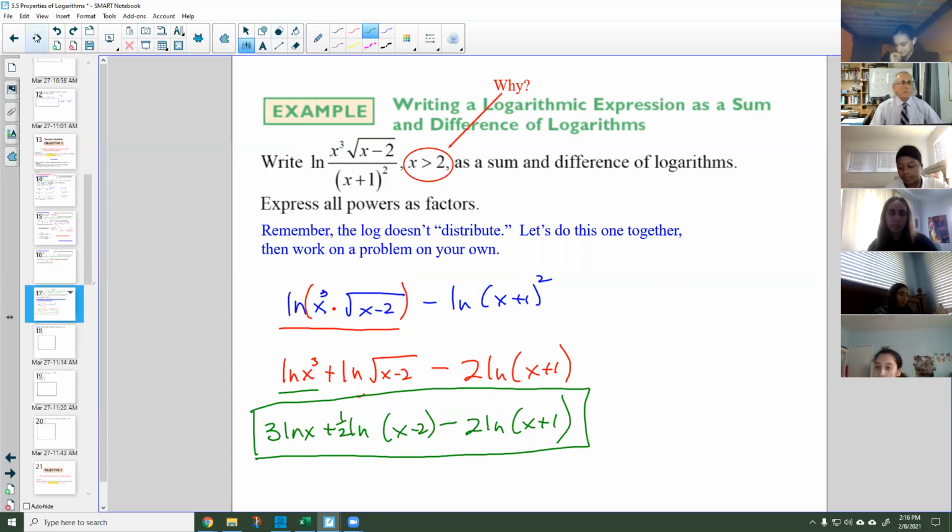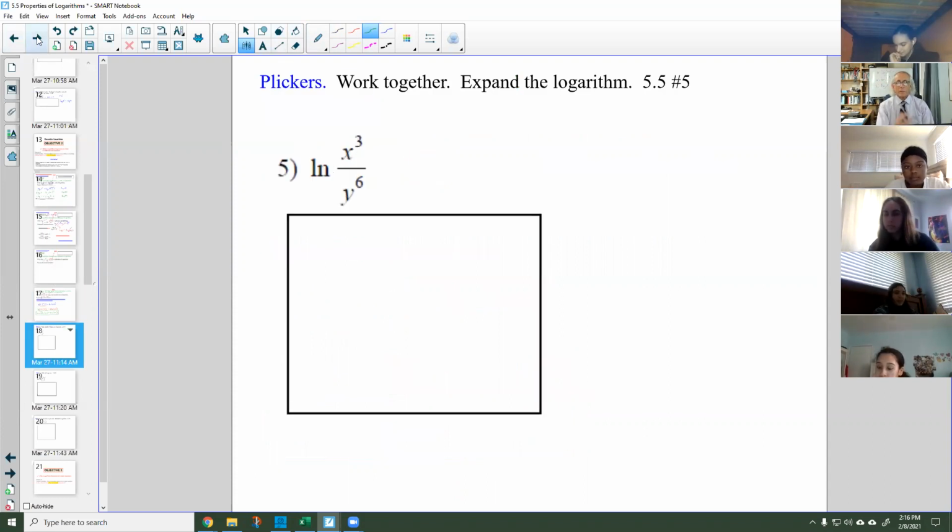All right, let's go ahead, do this problem. I want it expanded as much as it can possibly be.